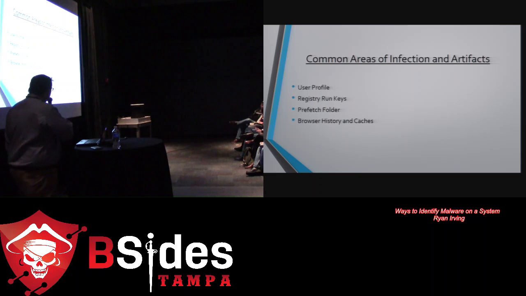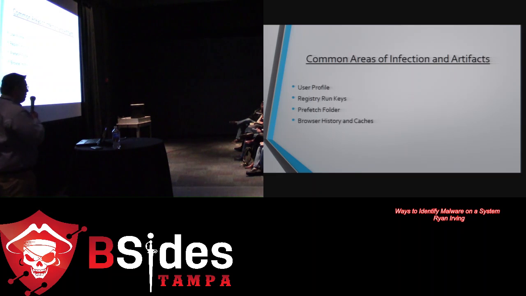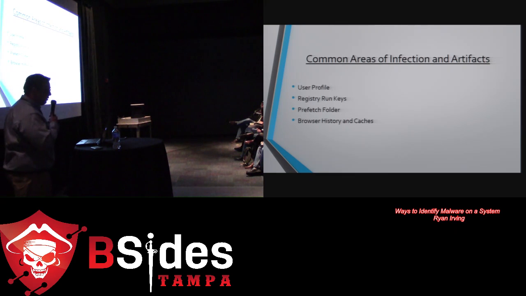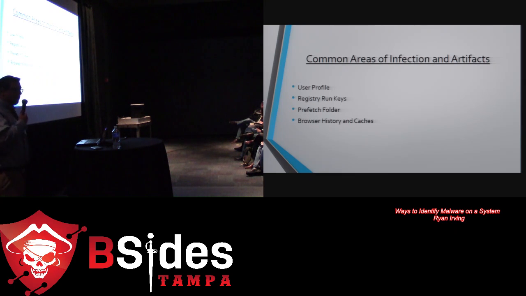That's a great way for malware to maintain persistence, where they put it in the user's run key. If I can remember off the top of my head, it's basically Software, Microsoft, Windows, CurrentVersion, Run. That's where you would typically find that. There's also HKEY_LOCAL_MACHINE with the same type of path as well.